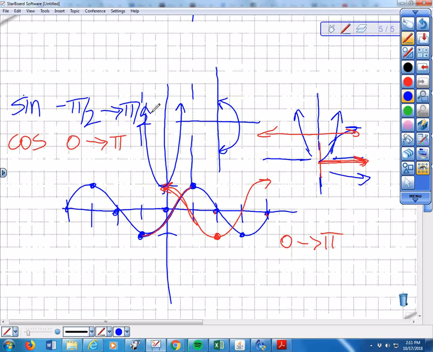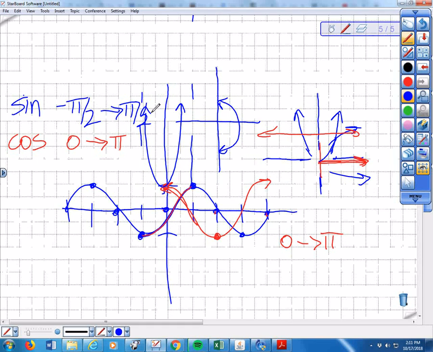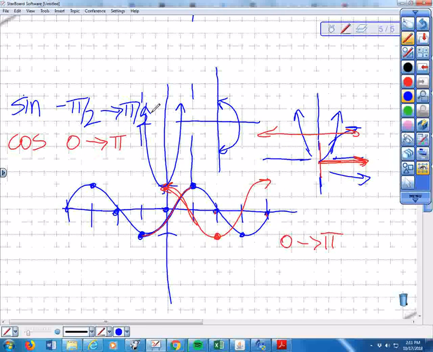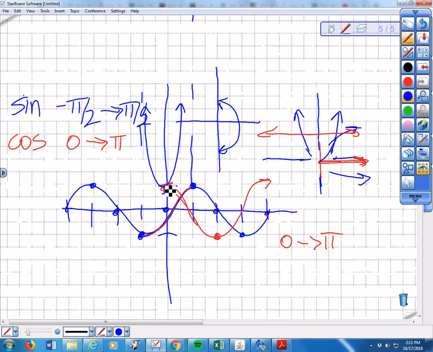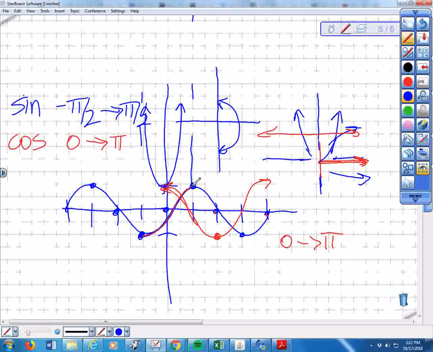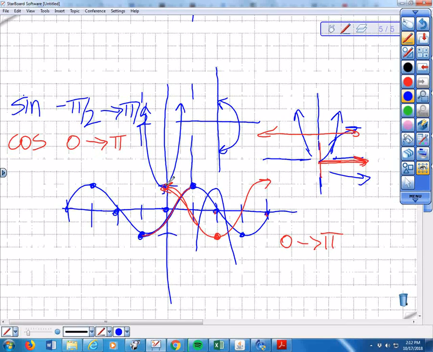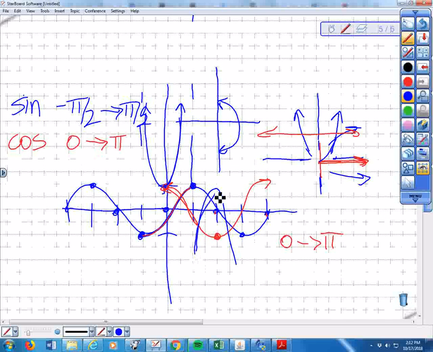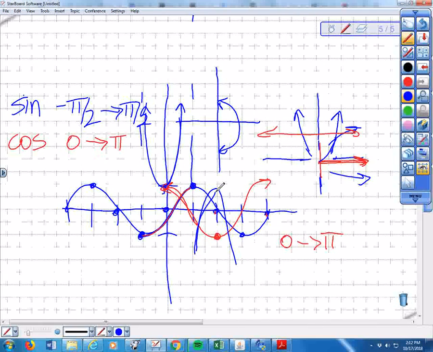Because I can't make it for secant from negative pi over 2 to pi over 2, because that won't pass. Right? So it's going to go down here. So I'm going to go half. So it's going to be this piece and this piece. So it is the same as cosine. Sorry. Secant and cosine are the same. Cosecant and sine are the same.